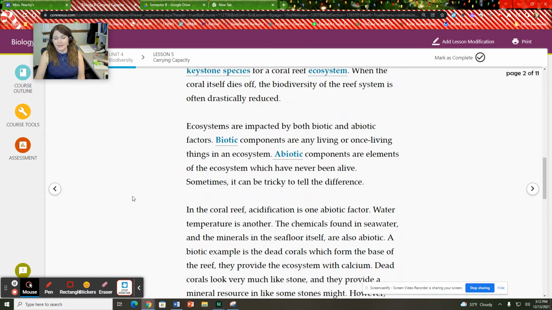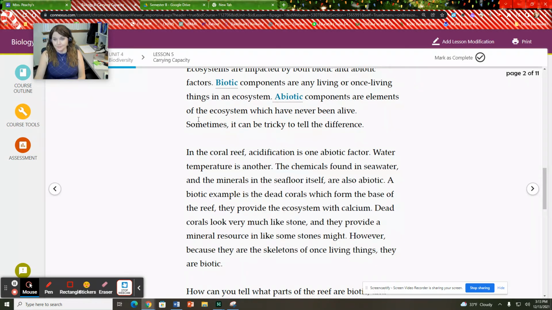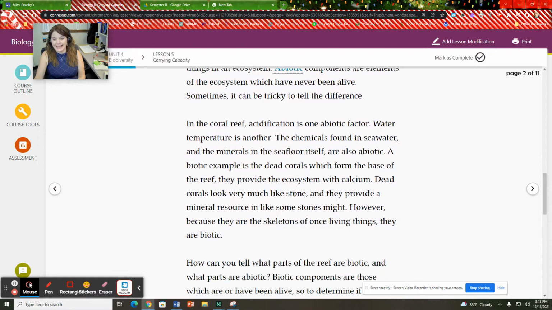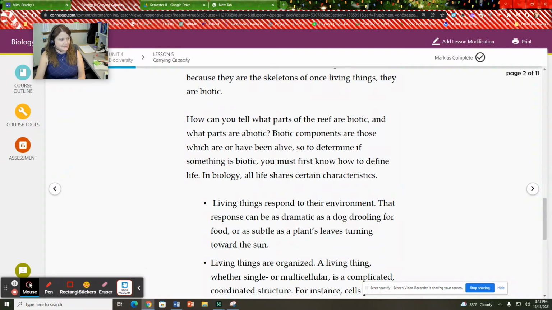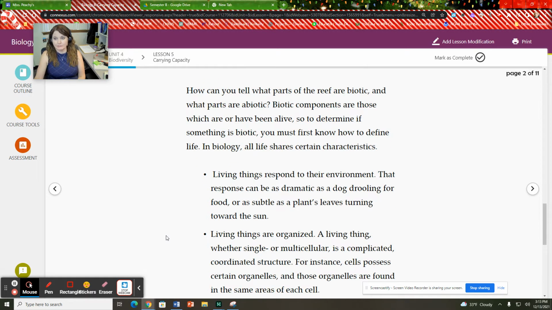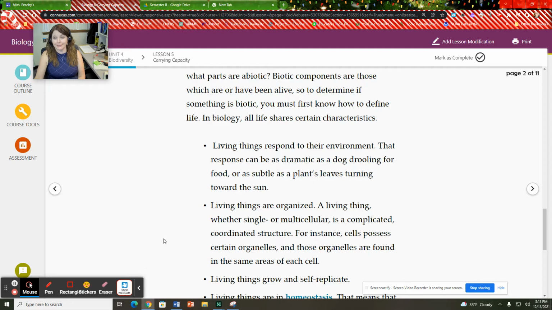So ecosystems are impacted by living things and non-living things, by biotic and abiotic factors. Biotic factors are living things or once living things in an ecosystem. Abiotic factors are elements that are non-living, like ocean temperature and ocean pH level, right? Those are abiotic factors. So ocean acidification is one abiotic factor in this ecosystem. And it goes on to talk about how you can tell which parts of the reef are biotic and which parts are abiotic. You have to remember the characteristics of living things.